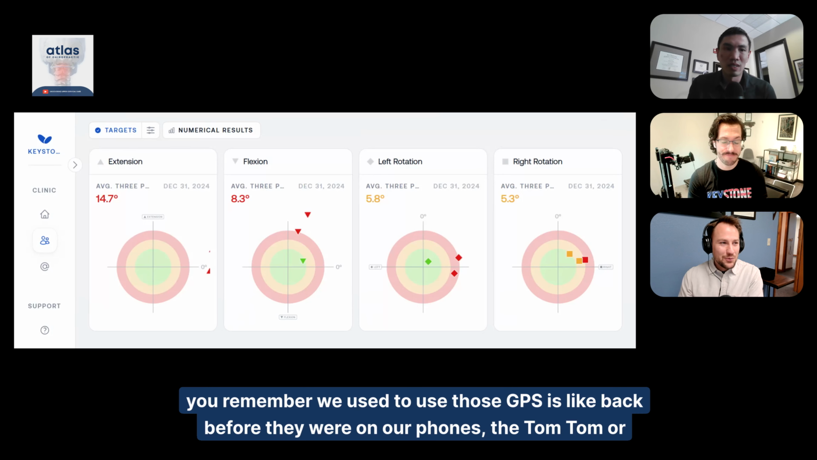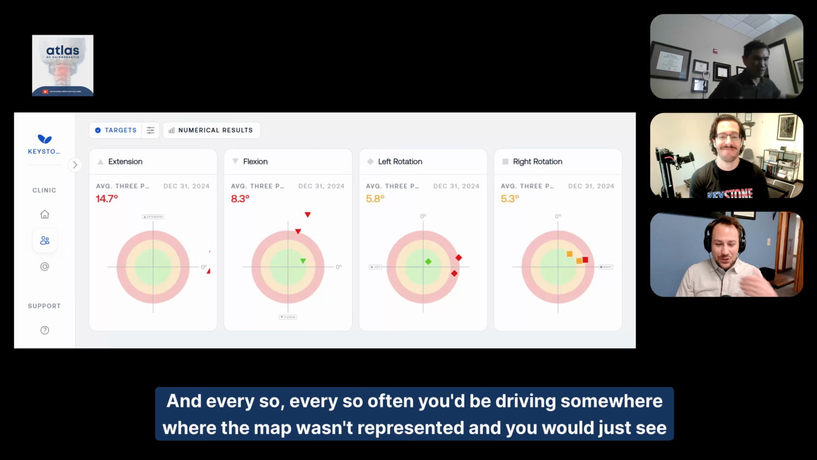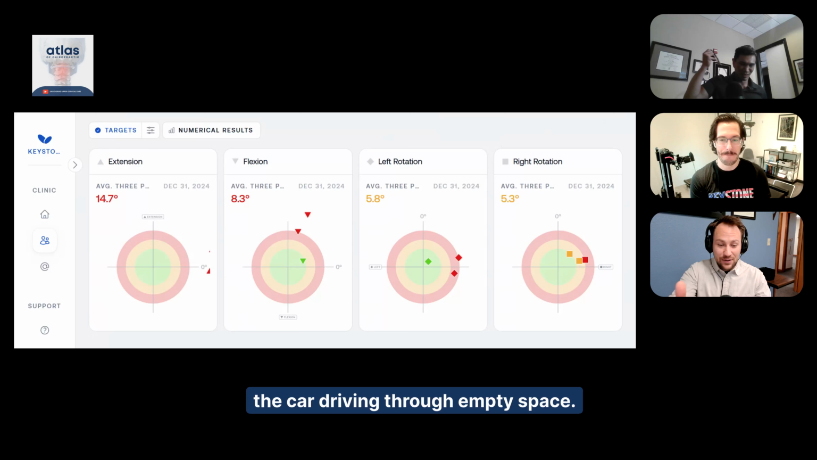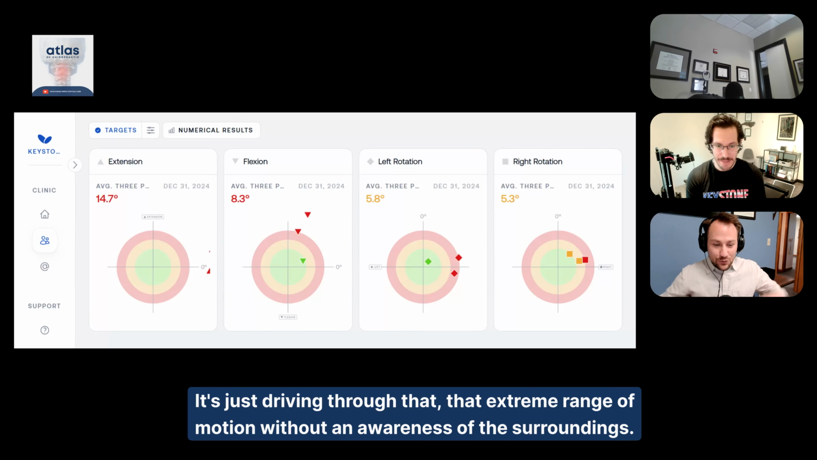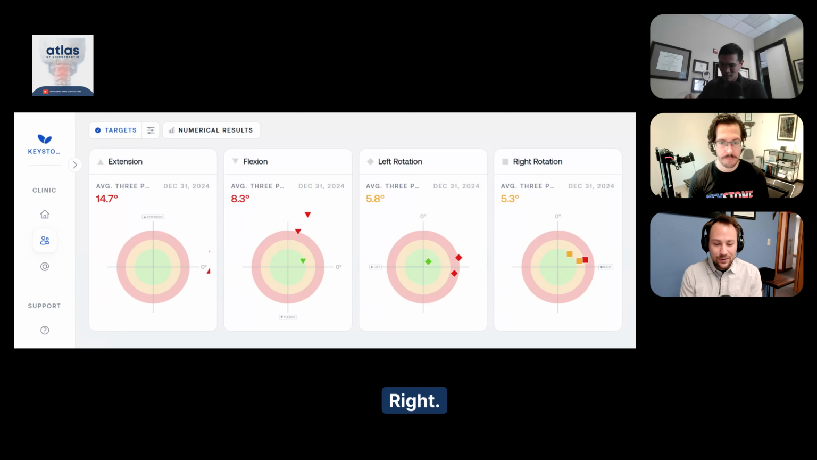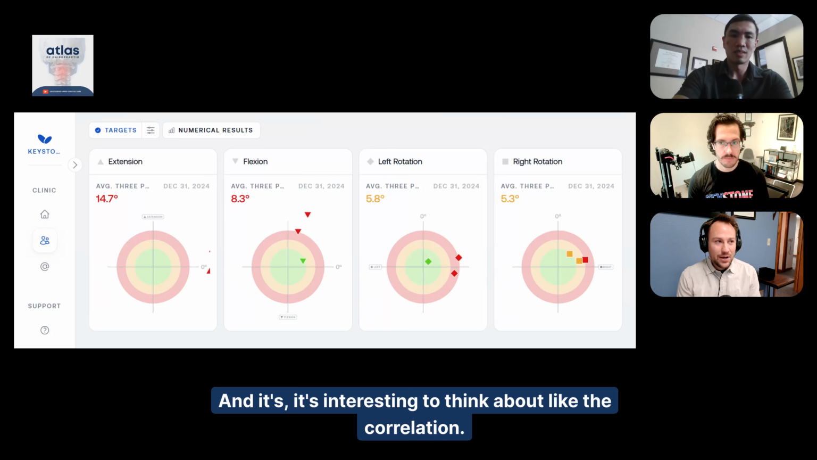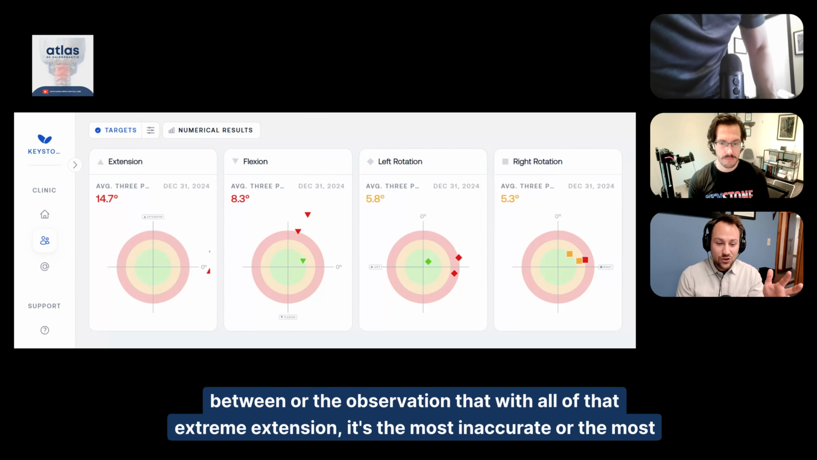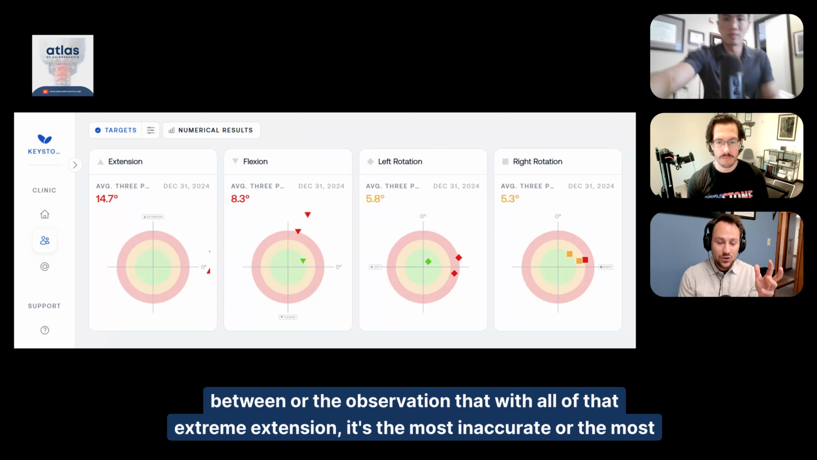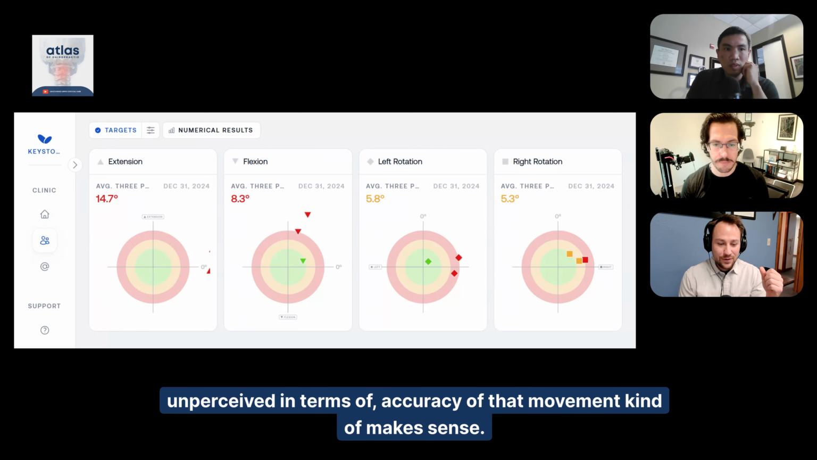It reminds me of how we used to use those GPSs, back before they were on our phones, the TomTom or whatever. Every so often you'd be driving somewhere where the map wasn't represented, and you would just see the car driving through empty space. It's almost like this guy's got no map. It's just driving through that extreme range of motion without an awareness of the surroundings, right? And it's interesting to think about the observation that with all of that extreme extension, it's the most inaccurate or the most unperceived in terms of accuracy of that movement. Kind of makes sense.